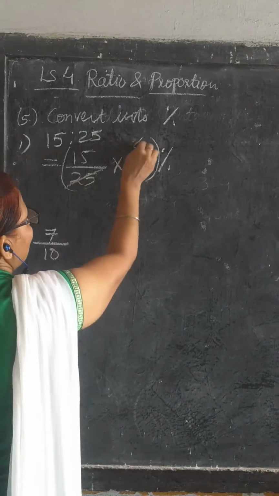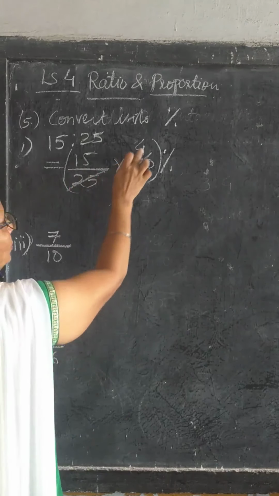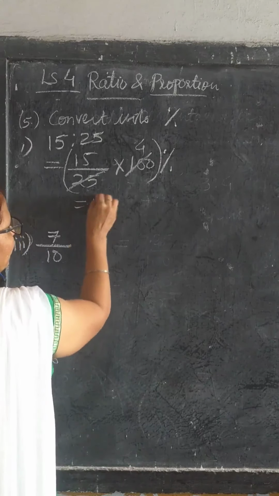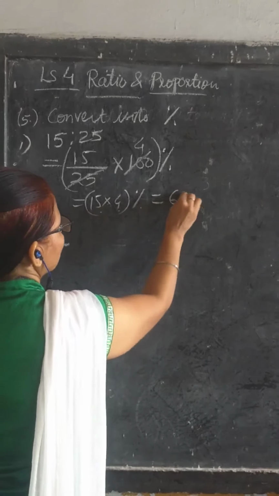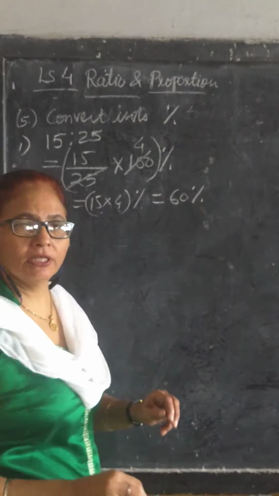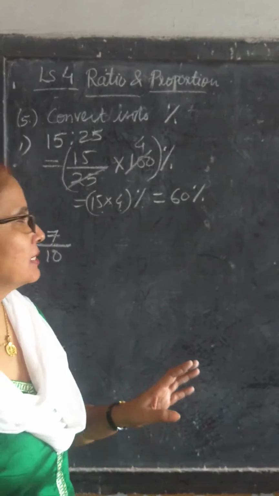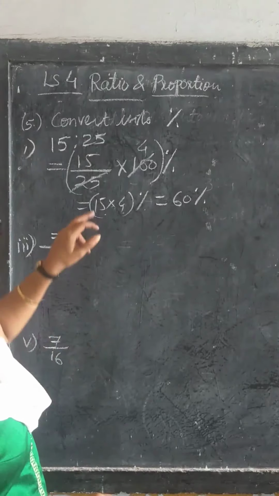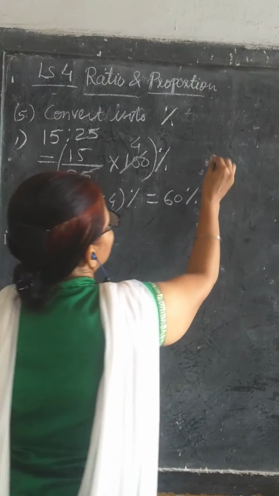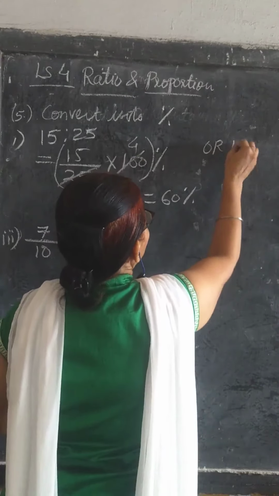Now 25 fours are 100. What is left here? 15 into 4%, which is equal to 60%. There are many ways to solve this example. You can use your own way also, but the method should be correct. Let me explain this example by another method.